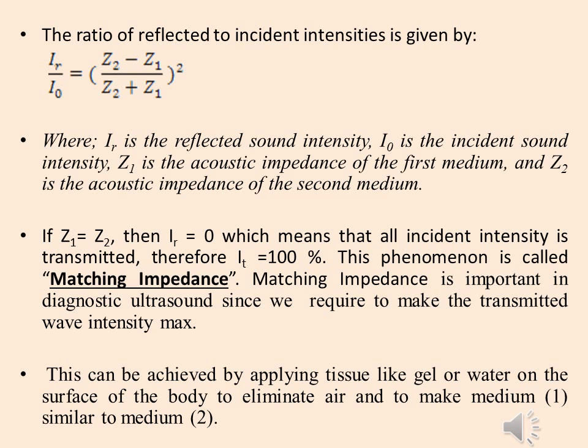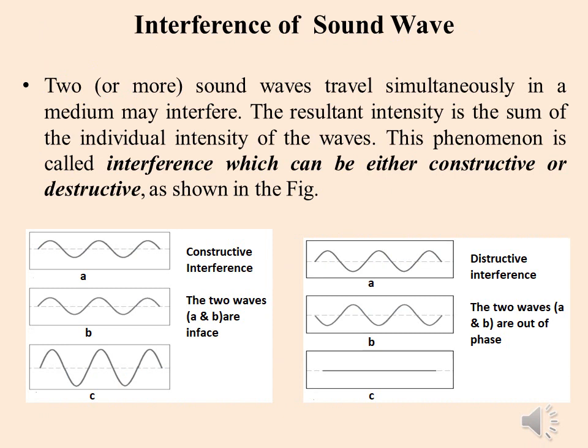Therefore I transmitted is 100%. This phenomenon is called matching impedance. Matching impedance is the aim in diagnostic ultrasound, since we require to make the transmitted wave intensity maximum. This can be achieved by applying a tissue-like gel or water on the surface of the body to eliminate air and to make medium 1 similar to medium 2.